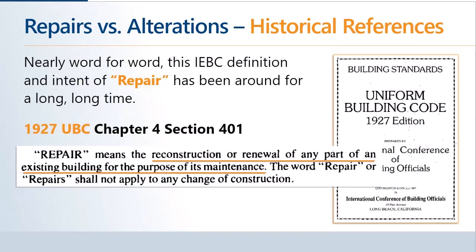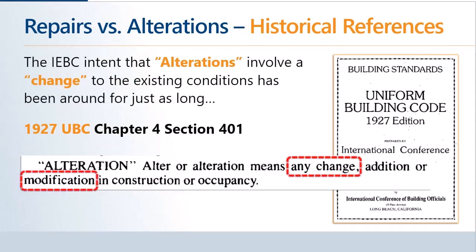So going back to the UBC's definition, 1927, Section 401, there it is, defined repair as the reconstruction or renewal of any part of an existing building for the purpose of its maintenance, which is almost word for word what is in the IEBC. Additionally, it went on to state the word repair or repairs shall not apply to any change of construction. So there's that intent. You cannot change things if it's a repair project. We really need to keep that in mind.